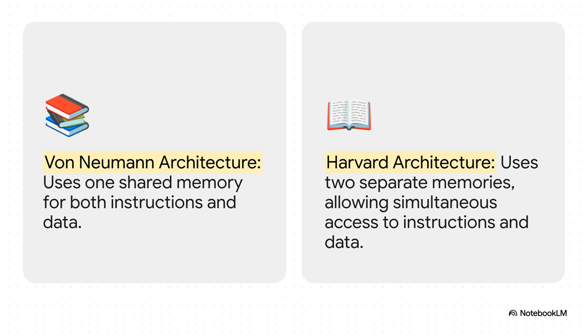It uses one big pool of memory for everything, for both the instructions, the how-to part, and the data it's actually working on. The Harvard architecture, though, does things a bit differently. It keeps them separate. It has one memory for instructions and a totally different one for data. And the key thing here is, because they're separate, it can go grab the next instruction while it's still working on the current piece of data, which can make it faster for certain jobs.